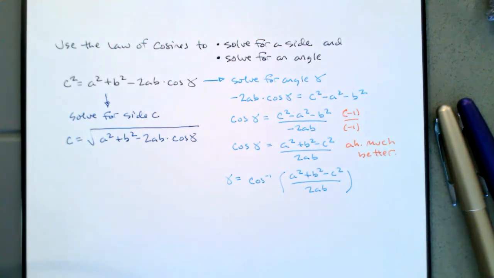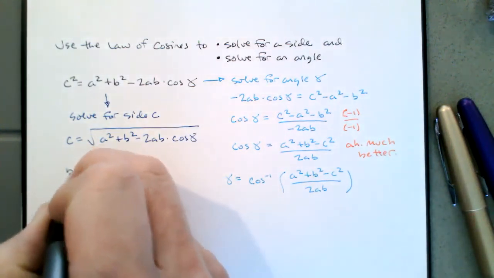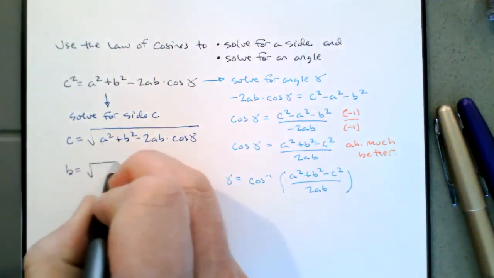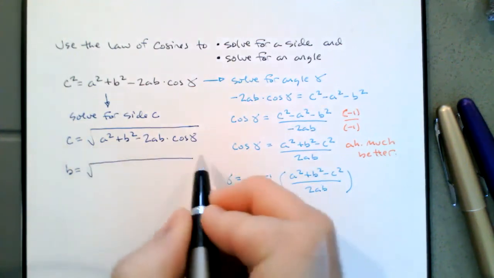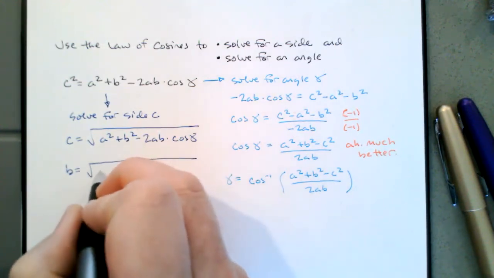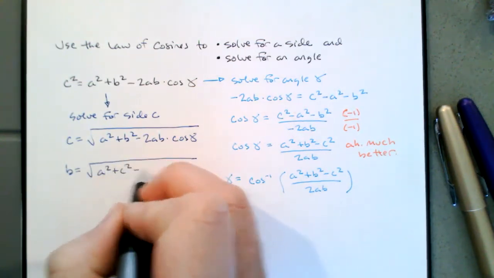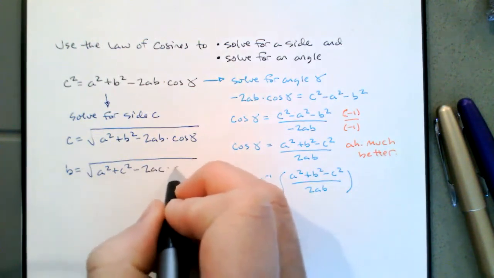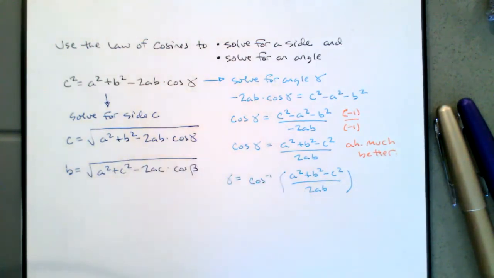We also have to remember that the law of cosines has 3 variations. So I could also use a different law of cosines to solve for side B and a different law of cosines to solve for side A. So we also got to get our variations. So we'll also have B is equal to the square root. I'm just going to do a permutation on the one I have above it: A squared plus C squared minus 2AC cosine beta.